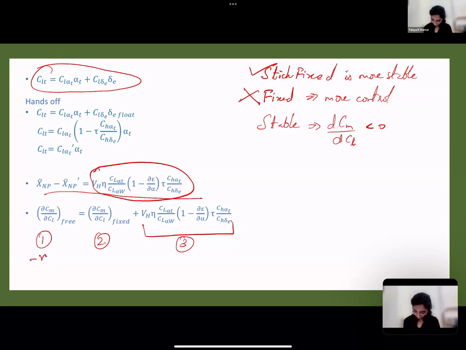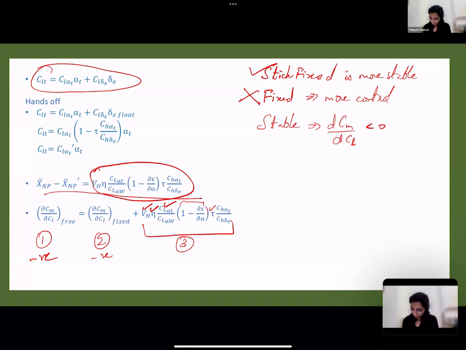Negative. Second term? Negative. Now look at the third term. VH is positive. Efficiency is positive. CL alpha tail, CL alpha wing, both positive. 1 minus dε by dα positive. This entire thing is positive. Tau, control surface effectiveness parameter, positive. Yeah, so it was varying from 0.4 to 1.